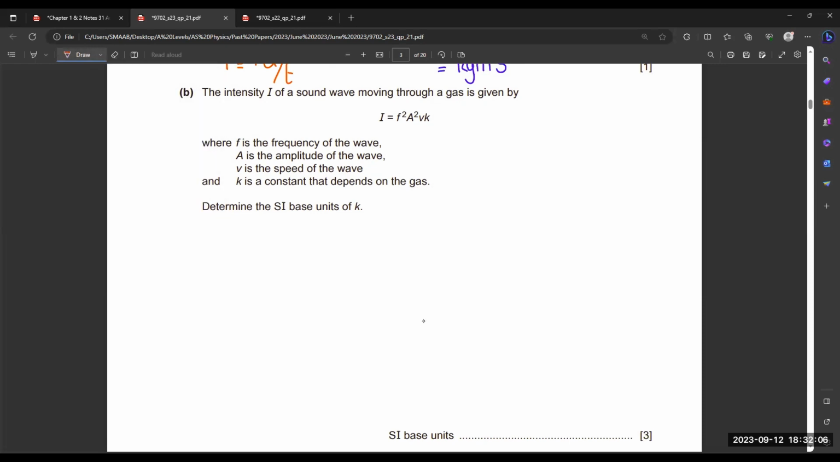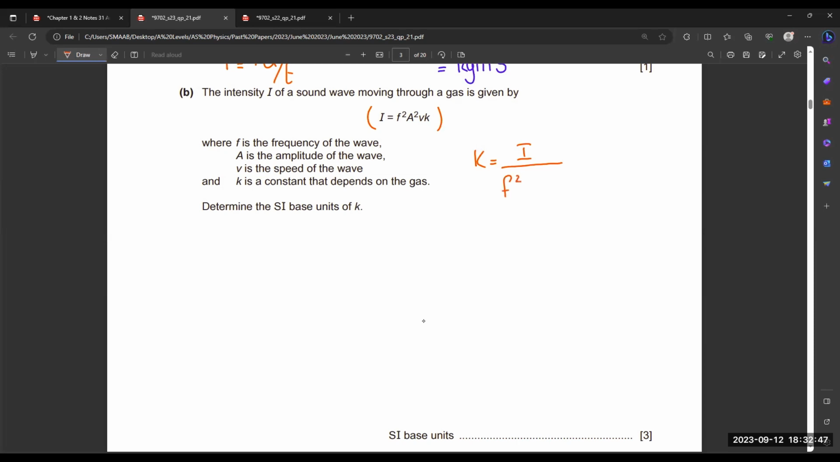So part B is related to intensity, and the formula of intensity is already given. All units are defined because we know it is related to the first chapter. So we are not going to write the formula on our own. And the question is: determine the SI base unit of k. So basically we have to use the same frequency. So lambda is 1 divided by 2, so it's going to be s minus 1 as the unit.